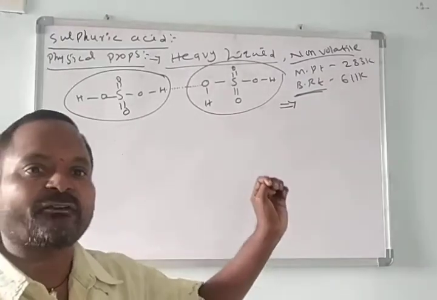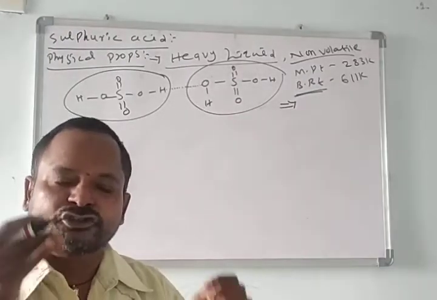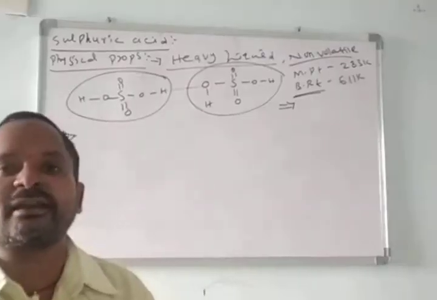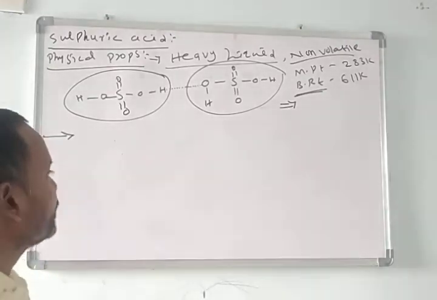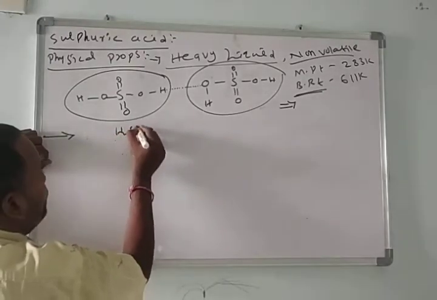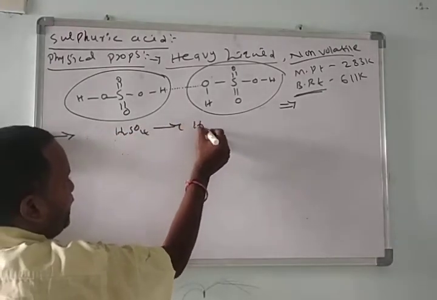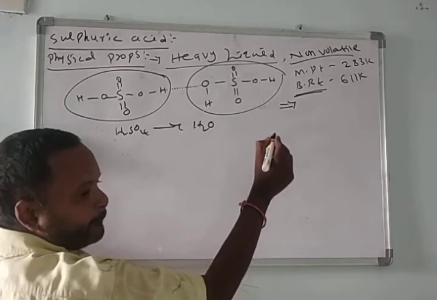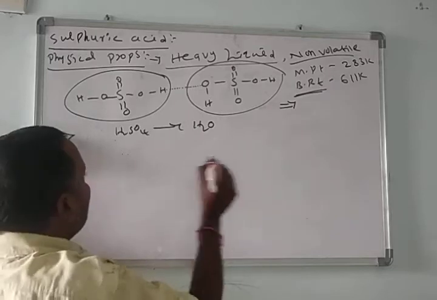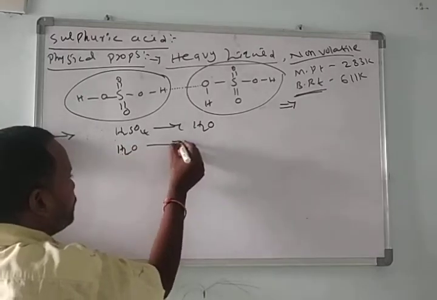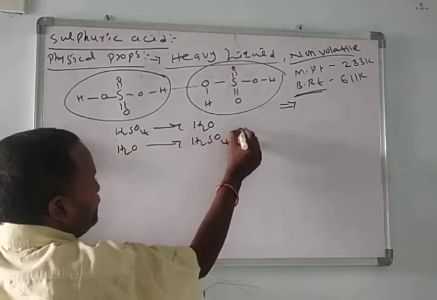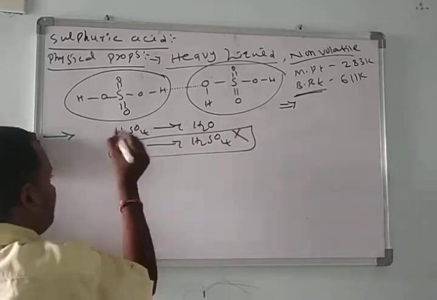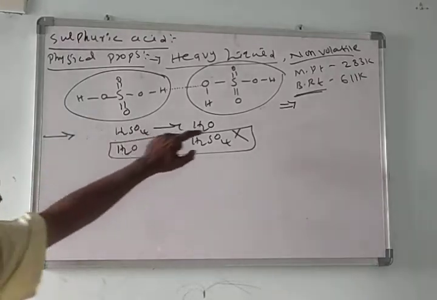Here a heavy amount of heat is evolved. That's why you should add sulfuric acid into water, but never add water into sulfuric acid. You add sulfuric acid to water during the dilution, slowly, by stirring. Don't add water to sulfuric acid; this is not the prescribed process.